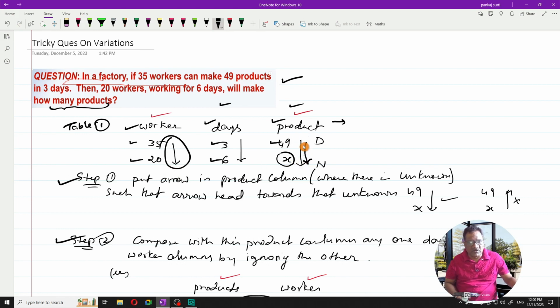So the arrow mark was already put here. Then the arrow mark has been put in the workers column. Now you have to put the arrow mark in the days column. For that you have to compare these two columns and ignore the workers column. So that will be the next step.